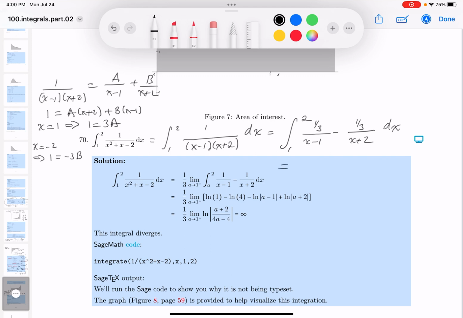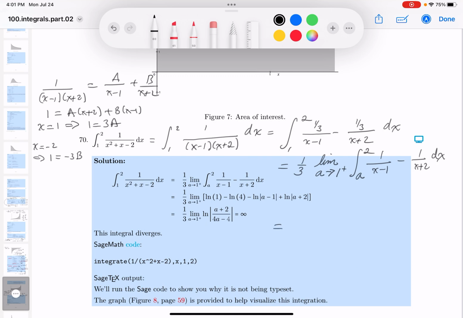I'm going to factor out a third. I'm also going to write the limit now. Limit as a. Don't use x, by the way. Any letter but x in this problem. So a goes towards 1 from the right side, to 2. I factored the third out already. Integral of 1 over x minus 1 minus 1 over x plus 2 dx.